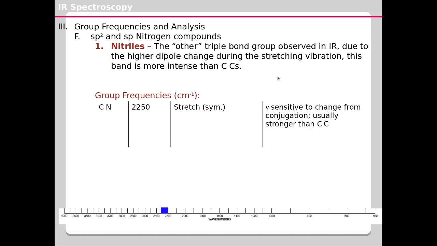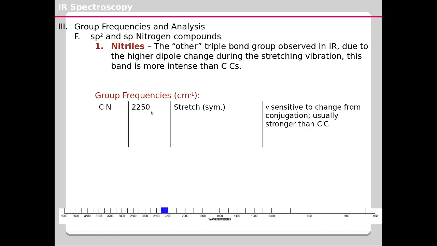The other type of functional group we discuss is nitriles, with the C triple bonded to N. For nitriles, the C≡N vibration usually happens at around 2250 centimeter inverse. I'm talking about the stretching vibration, and this again depends upon conjugation, because the pi bonds between carbon and nitrogen can take part in conjugation with other pi bond systems.